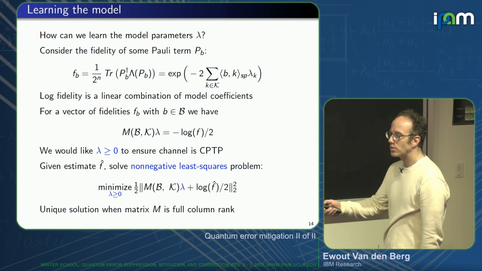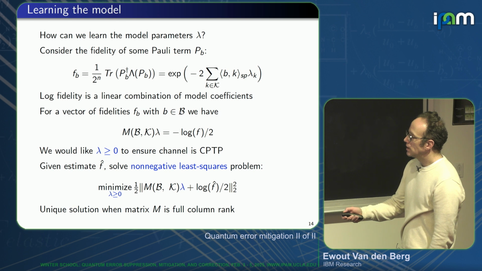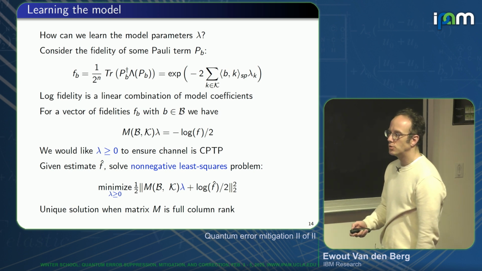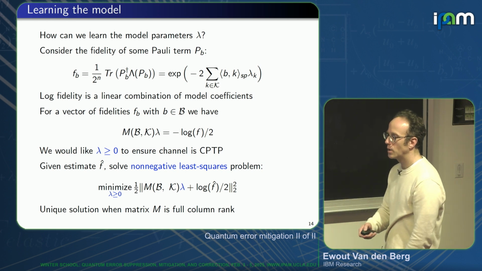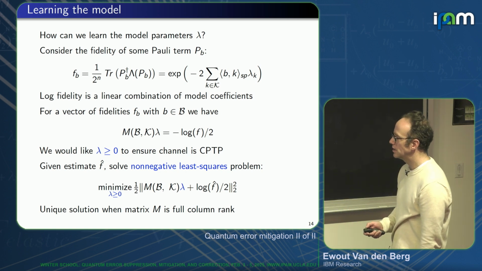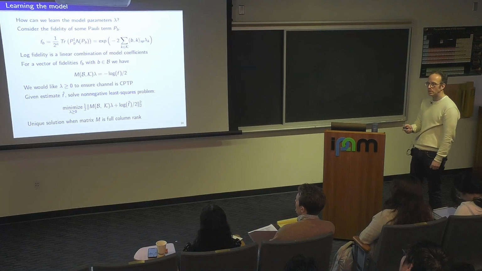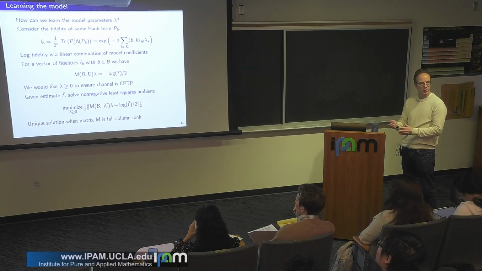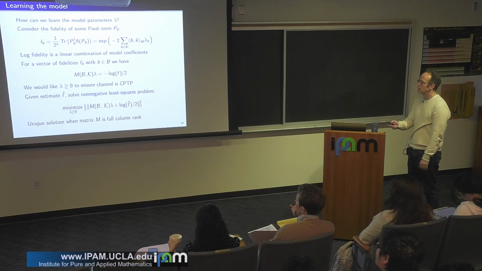So in the paper I showed earlier, it suffices in that case to choose B equal to K. Then this matrix will be square and it will be guaranteed to be full column rank. So we know how to choose this, and we've seen how to measure the individual fidelities. So that means we can actually solve for the model parameters.